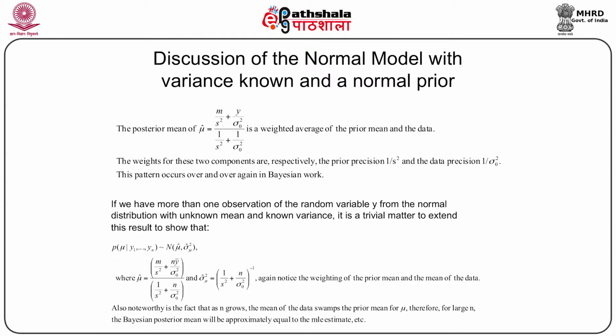Again, notice the weighting of the prior mean and the mean of the data. It's also notable that as n grows, the mean of the data swamps the prior mean mu. Therefore, for large n, the Bayesian posterior mean will be approximately equal to the MLE estimate. So this is a very important fact: as n becomes larger and larger, that is, n goes to infinity, the posterior mean will converge to the maximum likelihood estimate.